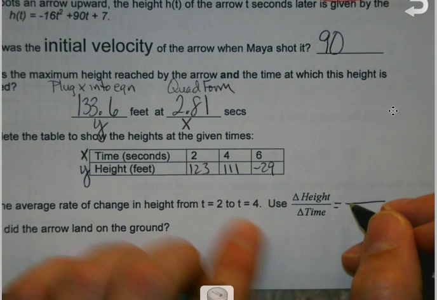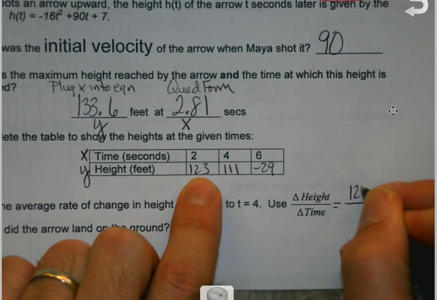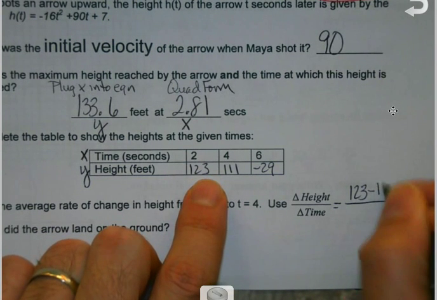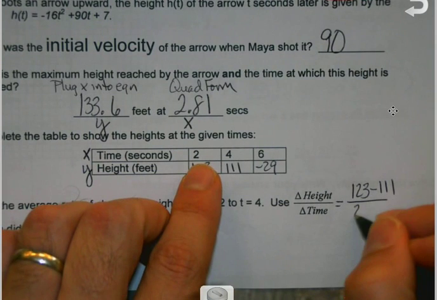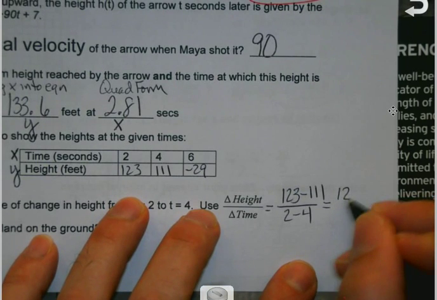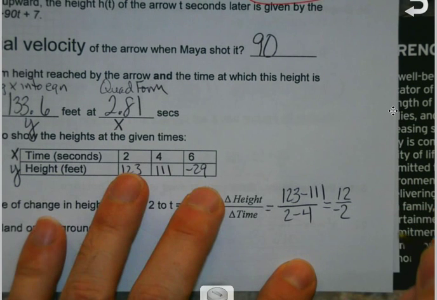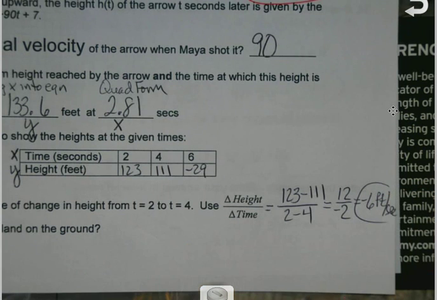Change in height from 2 to 4, okay? So 123 minus 111. And then we'd have 2 minus 4. And I'd go ahead and I'd subtract. Find out it's going down about negative 6 feet per second. It's going downward 6 feet per second. Not a hard thing, just an application.